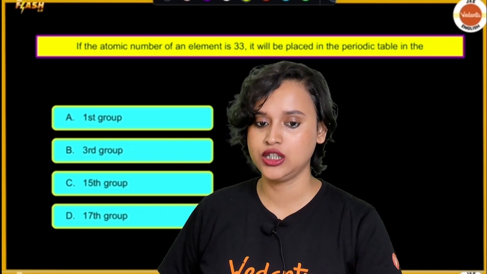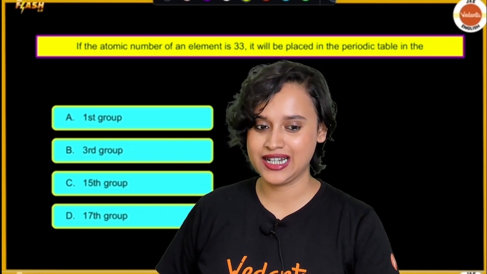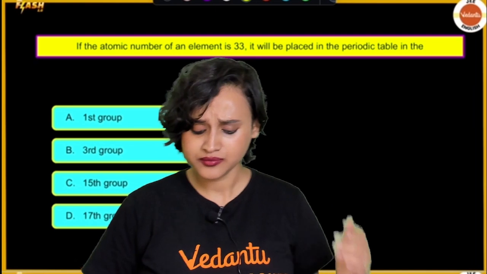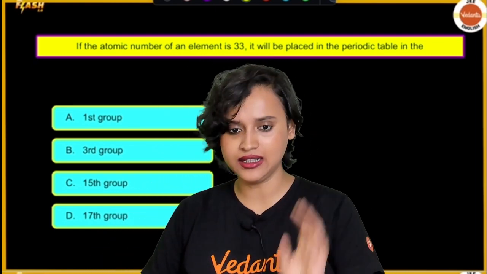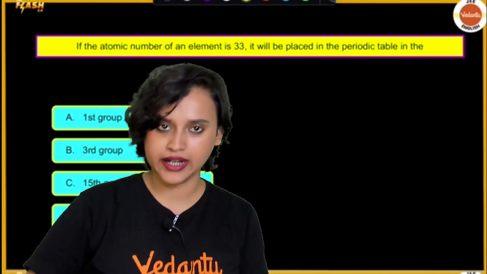Okay, let us do that. Shall we do that? Yeah. So the question is that 33 is the element's atomic number, right? So how are we going to solve it?